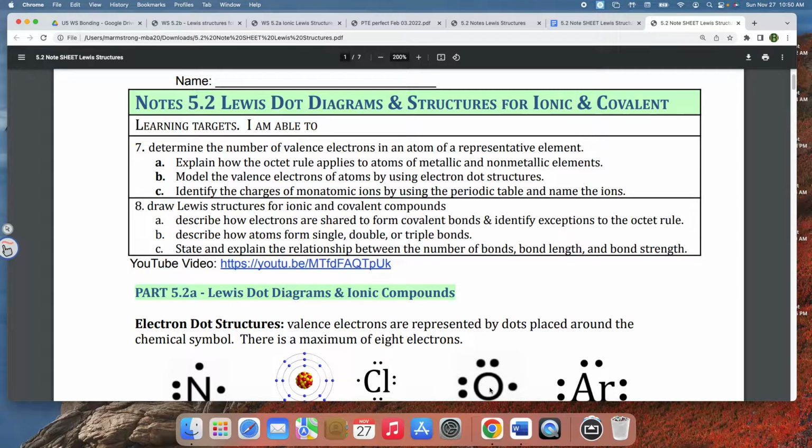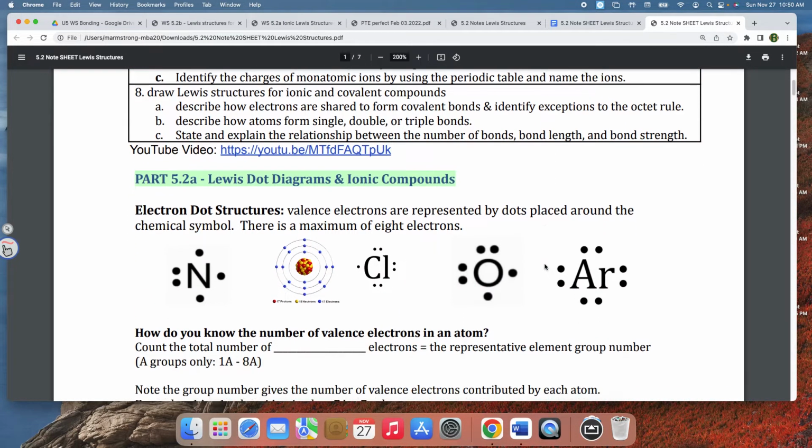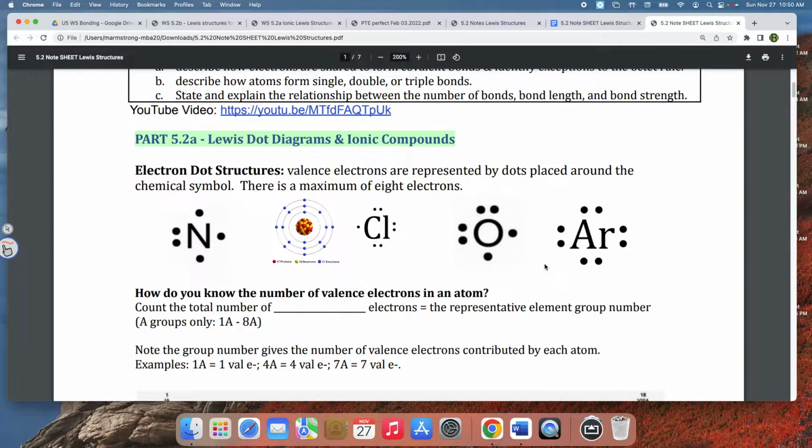On Lewis dot diagrams and structures for ionic and covalent compounds. So first we're going to start with electron dot structures. These are the chemical symbol surrounded by the valence electrons. And remember, the maximum number of valence electrons is 8.